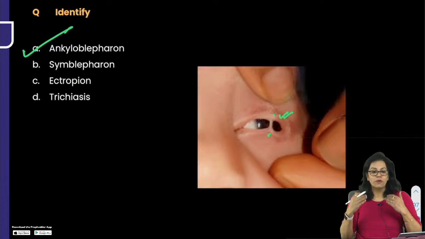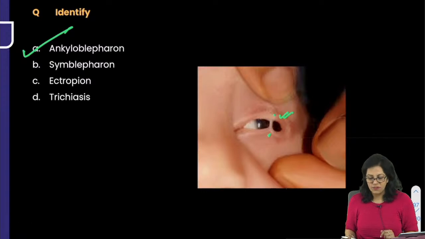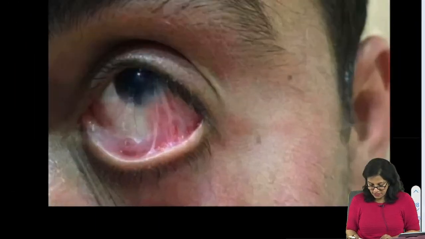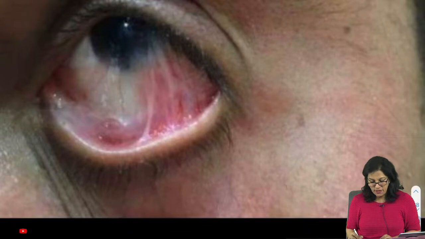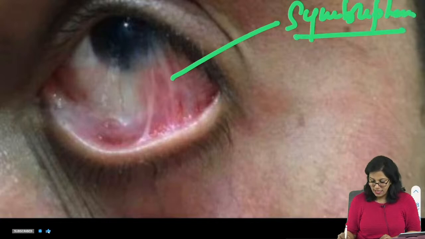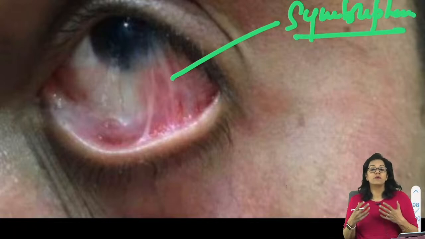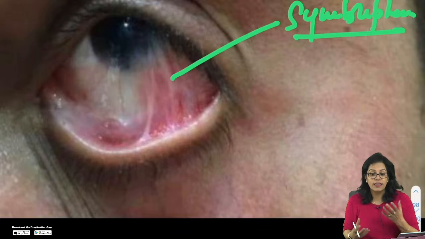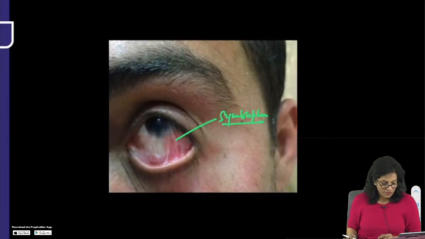You know what ectropion is, outward turning. You know trichiasis is misdirection of eyelash. And what is symblepharon? Adhesion of bulbar conjunctiva with palpebral conjunctiva. This is symblepharon. Maybe next time they ask you this. It can be due to ulcers, all types of burns, chemical injuries. It's a scarring. Okay. This is symblepharon.